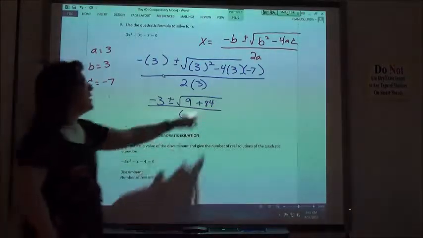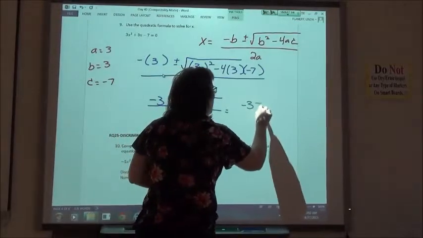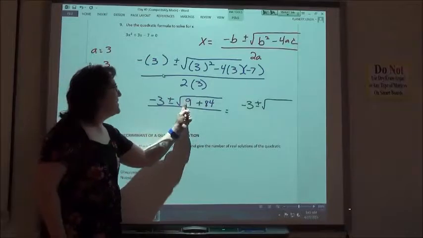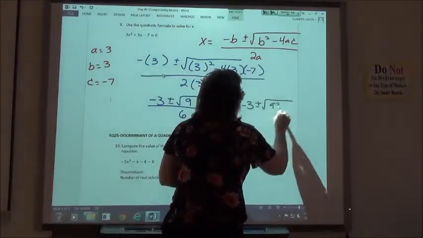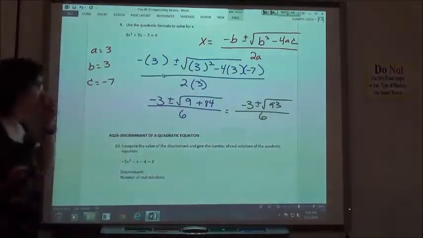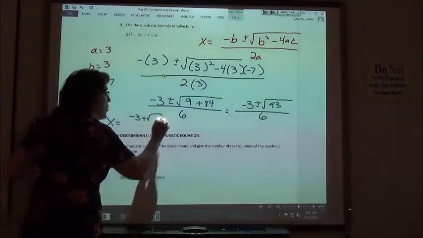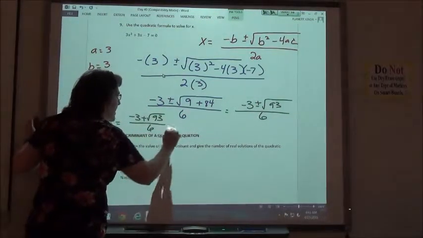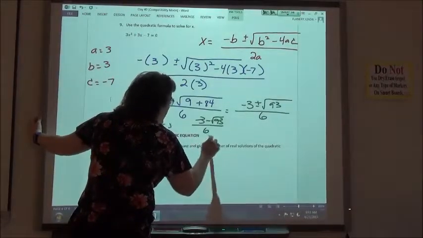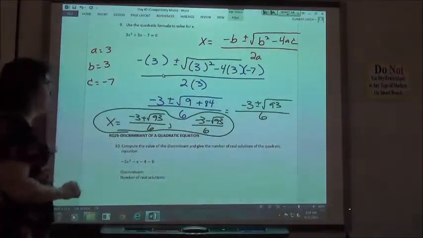So again here, since we had a negative times a negative, we had a positive, we're going to add. So we get negative 3 plus or minus the square root of 84 plus 9 would be 93 over 2 times 3, which we already did, was 6. And so we get our two answers. X is going to equal negative 3 plus the square root of 93 over 6, and negative 3 minus the square root of 93 over 6. And both of those two things have to go in for my answer.